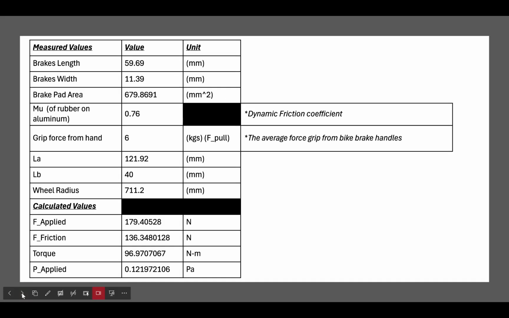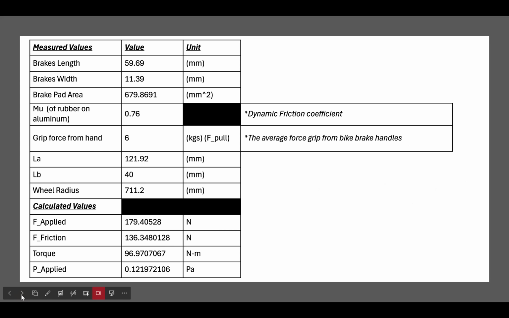And here are the actual calculations for the whole process. From the measurements, we got the dimensions of the brakes, the exact measurements: lengthwise is 59.69 millimeters long, and widthwise is 11.39 millimeters. So we got the total area to be 679 millimeters squared, and then the rubber.